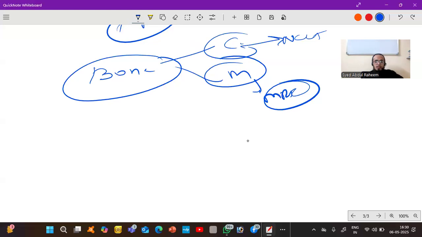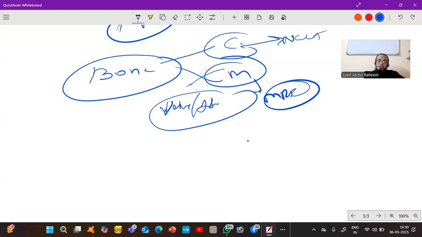And in the bone, not only bone marrow, you will be able to see the veins and arteries, like in avascular necrosis. All this you are able to see.